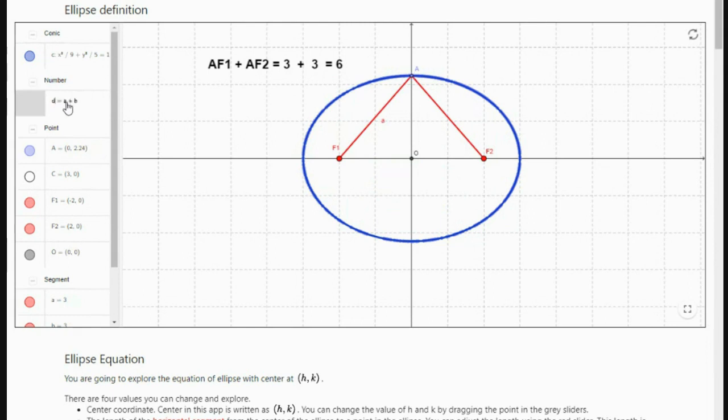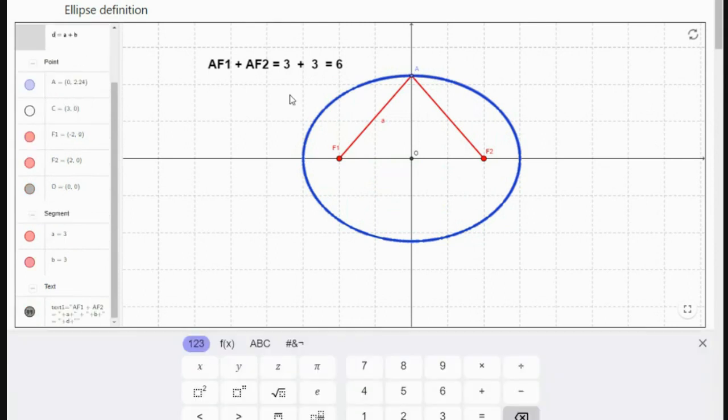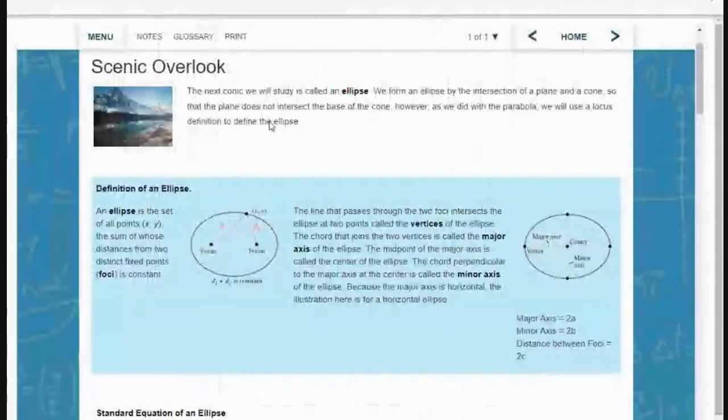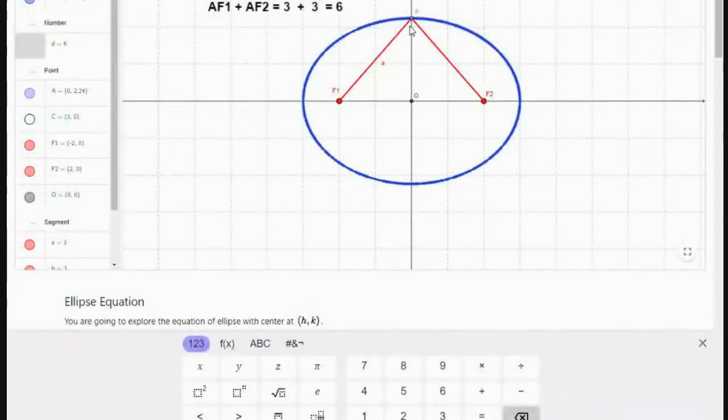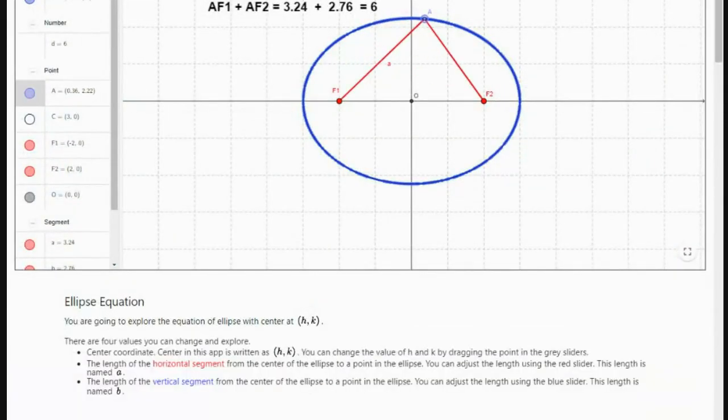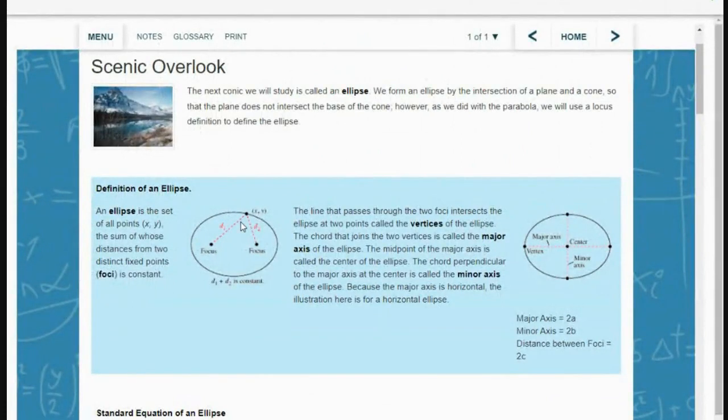And we can change it. It says D equals 6. I guess it's A plus B. That's the way it defines it. The distance is A, and this is B over here. All right, so that just kind of gives us a look at it. So here it is on just a picture. I like the GeoGebra one because we can move it and we can show how that always stays 6. But the picture shows the same thing.